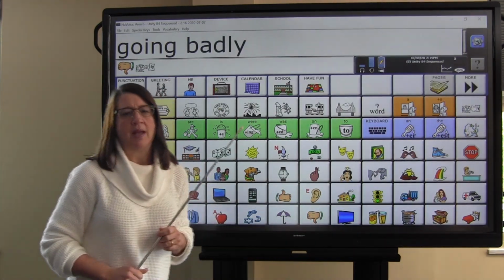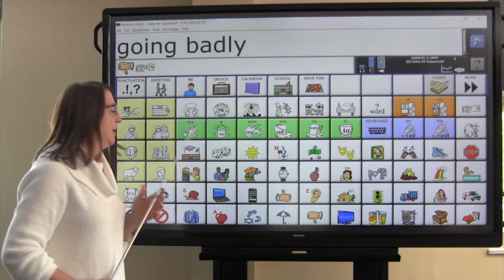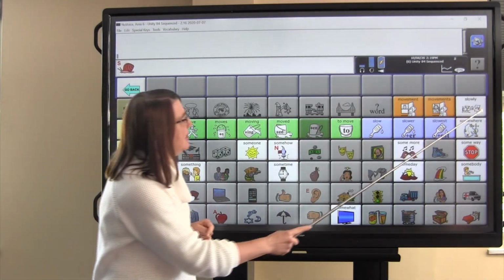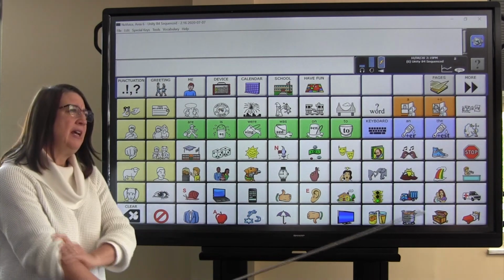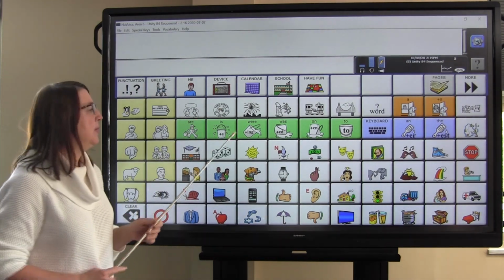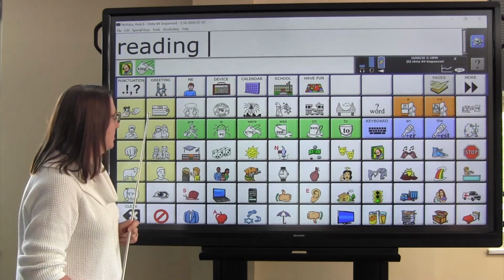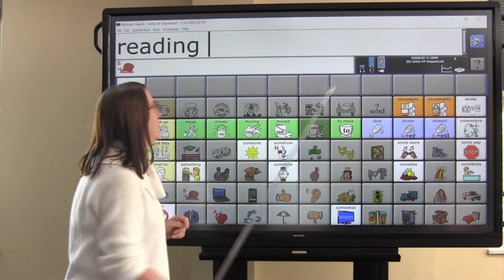Another one that we can do would be the snail who moves very slowly. So if we select the snail plus the adverb key, we say slowly. Let's say reading slowly. Reading. Slowly.